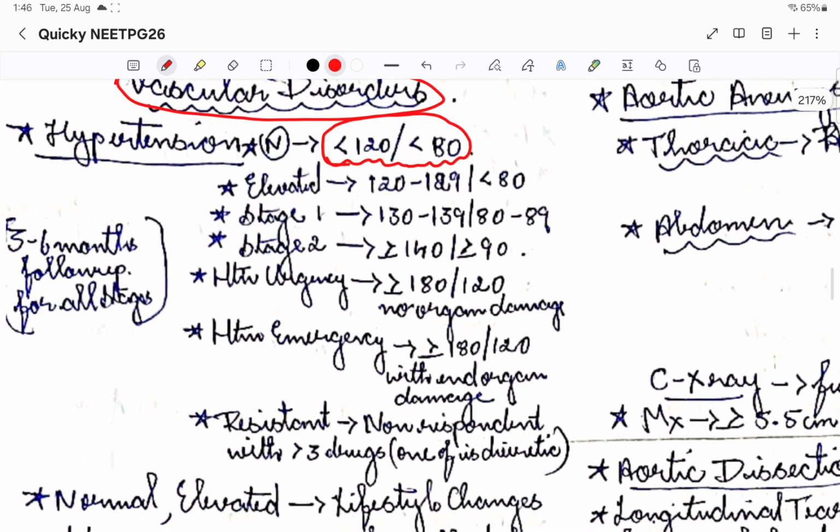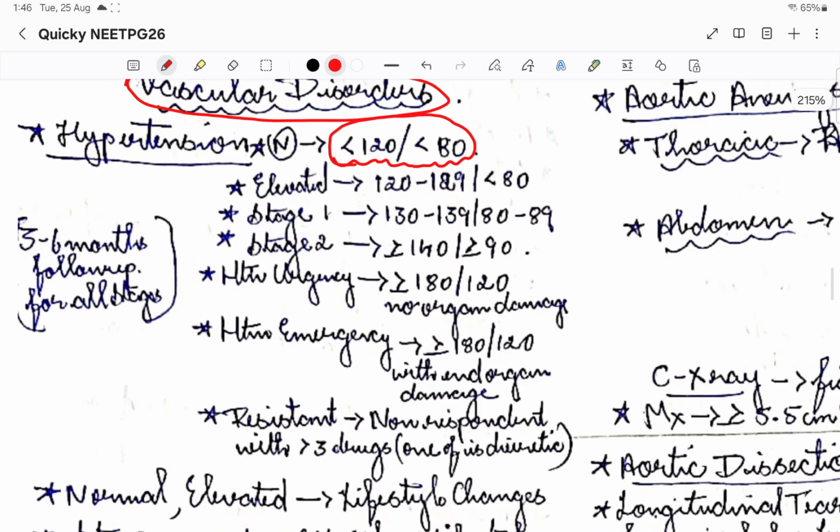So there are other terms that we give for various values of hypertension. Elevated means 120 to 129 and less than 80. Stage 1 is 130 to 139 and diastole 80 to 89. Stage 2 hypertension will be more than or equal to 140 and more than or equal to 90.